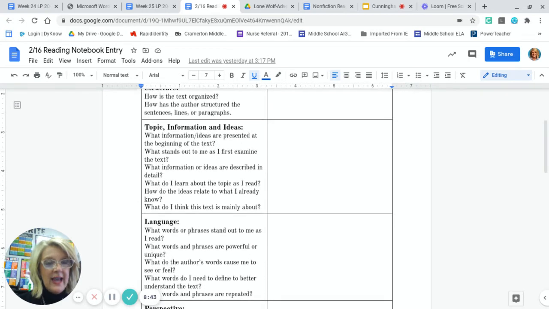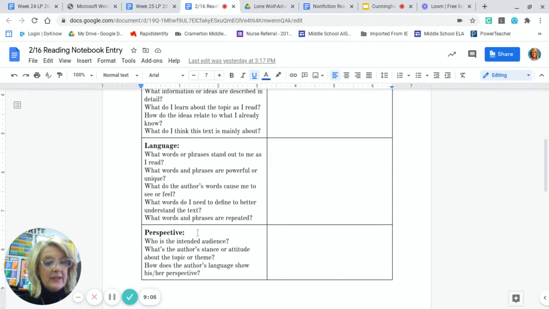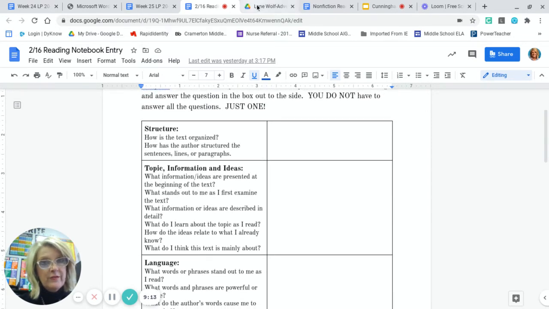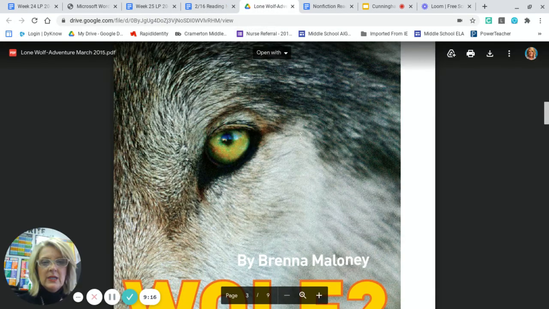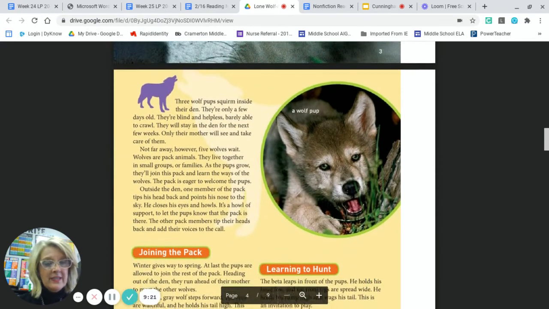So if you look at this, I have taken the worksheet that I showed you a minute ago, and I've taken the middle part where it says questioning the text. And I've brought in the structure and the type of questions that you would ask yourself or want to answer about the structure of the text, topic, information, and ideas, the language, and perspective. So we're going to answer one of these questions under each category as we read Lone Wolf. Now, let me show you what Lone Wolf looks like. Lone Wolf looks like a magazine. Mine's kind of very big here. It looks like a magazine.